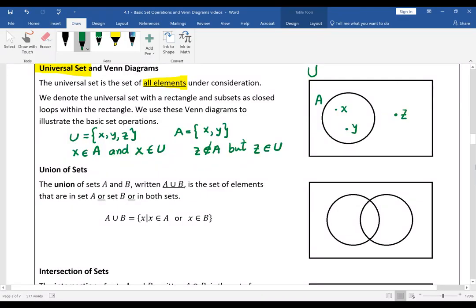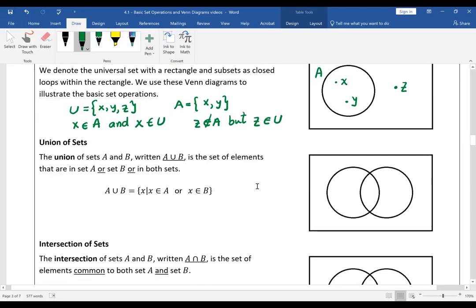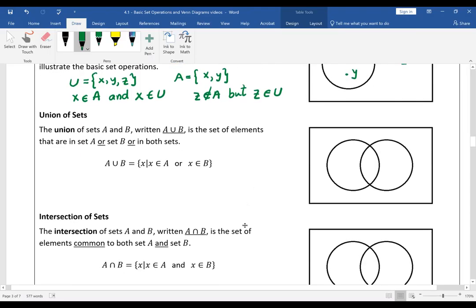We continue with the union of sets. The union of sets A and B, written A union B, is the set of elements that are in set A or set B or in both sets. If we look at the Venn diagram here, we have the universal set U, we have the set A, the set B, and I'm going to highlight the union of the two sets.